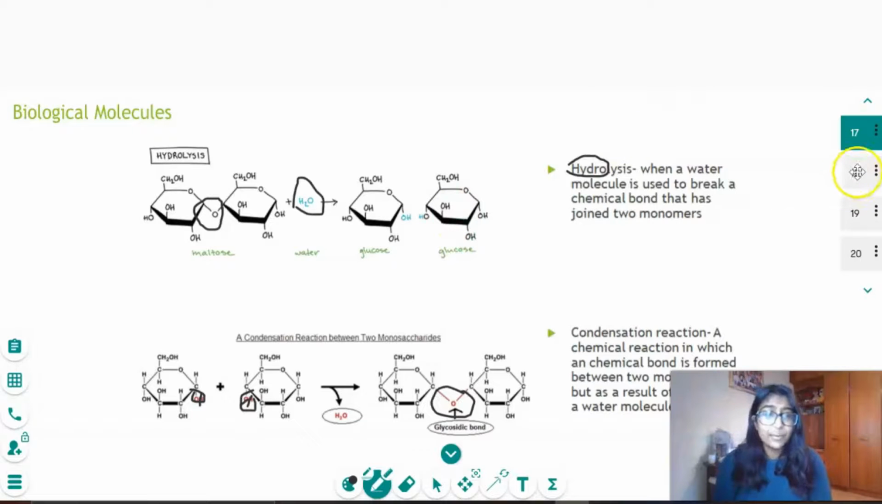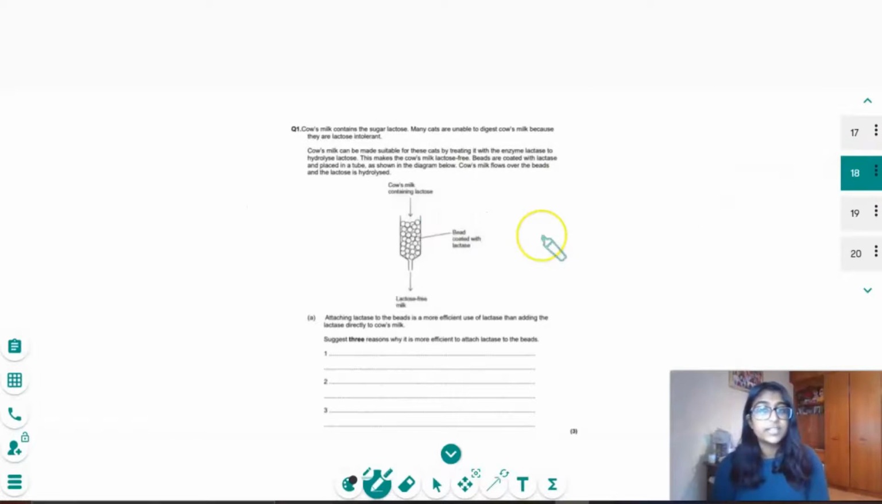Now let's look at an exam question that you might get in an exam. So let's read this question. Cow's milk contains the sugar lactose. Many cats are unable to digest cow's milk because they are lactose intolerant. Cow's milk can be made suitable for these cats by treating it with the enzyme lactase to hydrolyze lactose. This makes the cow's milk lactose free. Beads are coated with lactase and placed in a tube. As shown in the diagram below, cow's milk flows over the beads and lactose is hydrolyzed.